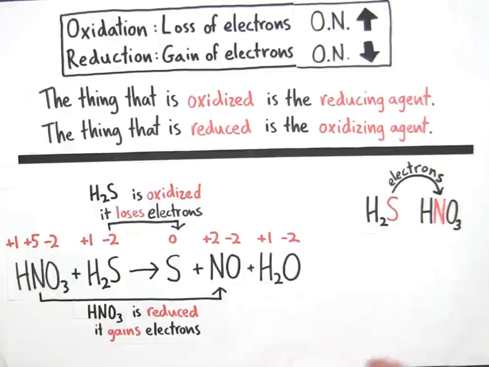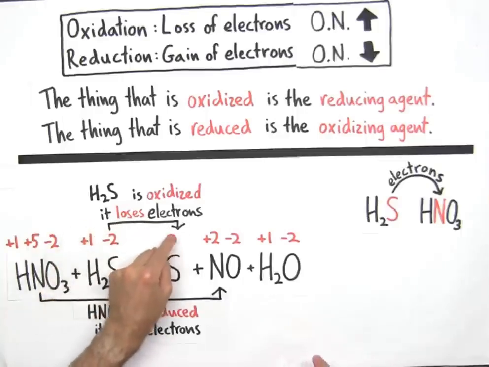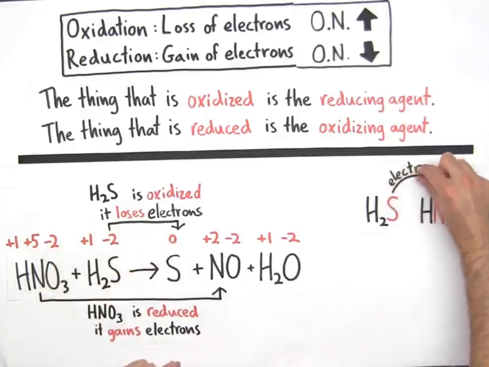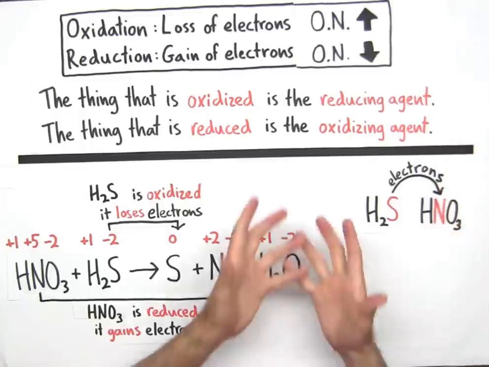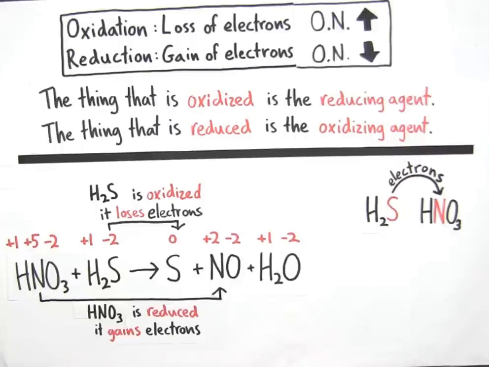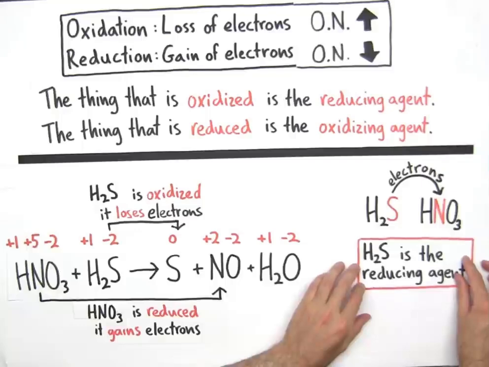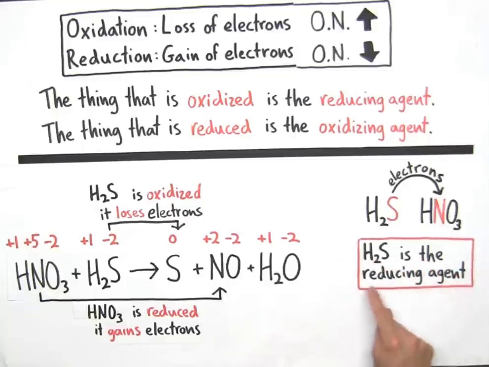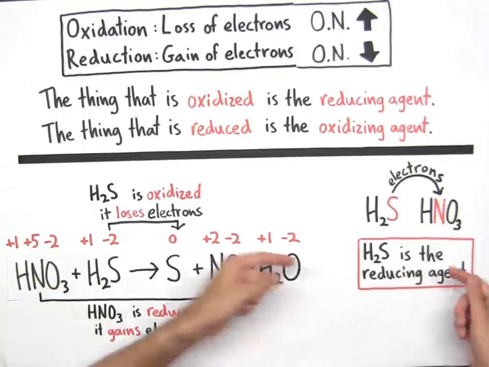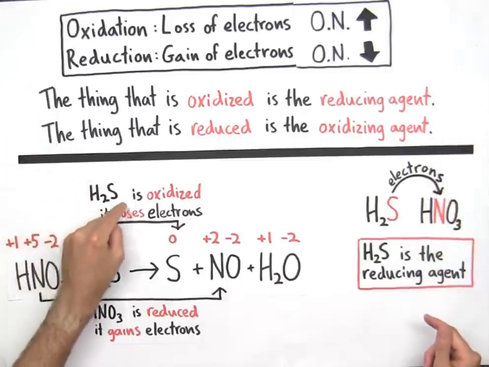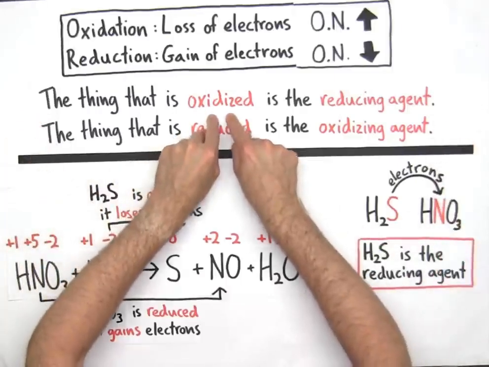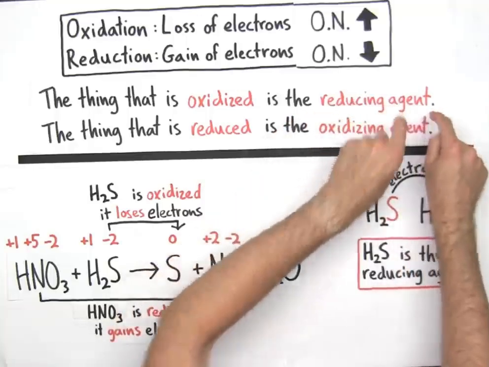So now that we have this information, we can figure out the oxidizing agents and the reducing agents. H2S is getting oxidized. It's giving its electrons to HNO3 here, allowing HNO3 to gain those electrons. So it is allowing reduction to take place. So H2S is the reducing agent, and this makes sense with our rules here. H2S is oxidized, and the thing that is oxidized is the reducing agent.